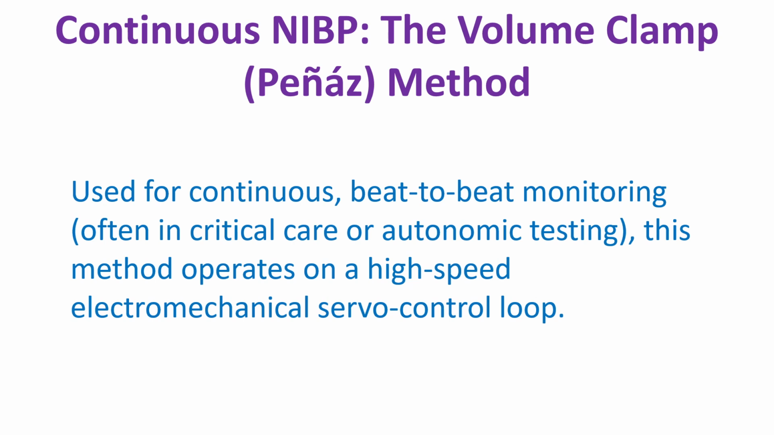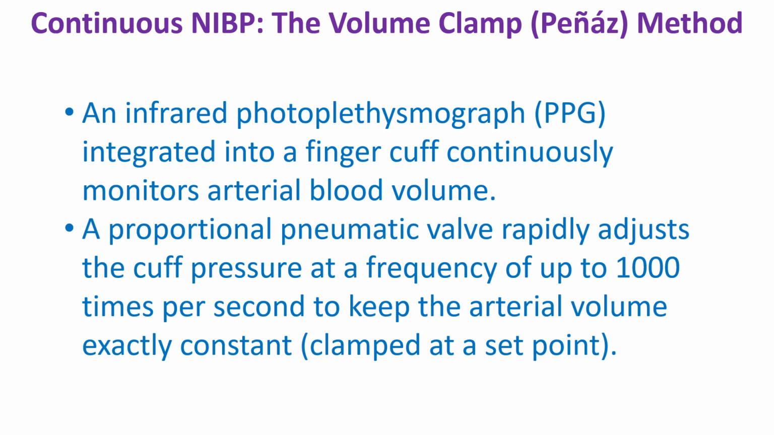This method operates on a high-speed electromechanical servo control loop. An infrared photoplethysmograph, like the one seen in your pulse oximeter, integrated into a finger cuff, continuously monitors arterial blood volume. A proportional pneumatic valve rapidly adjusts the cuff pressure at a frequency of up to 1000 times per second to keep the arterial volume exactly constant, clamped at a set point.